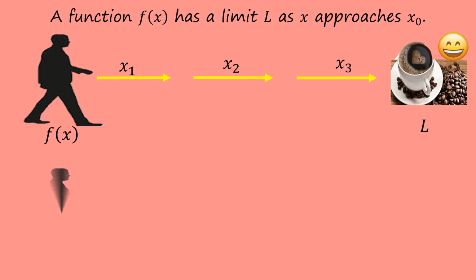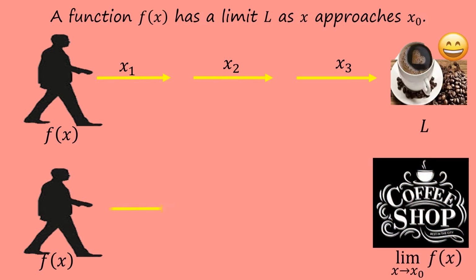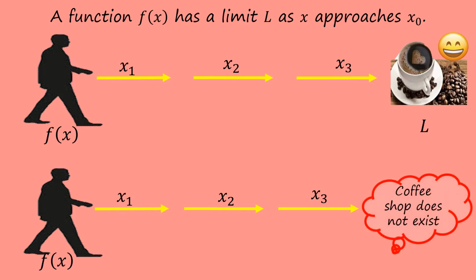Now let's reconsider this in another form. You are still the function and you want to go to the coffee shop. You take the same steps, x1, x2, x3, up to the point you get to the coffee shop. But when you get there, you discover that the coffee shop does not exist. Definitely, you are going to get angry. At this point, it means that the coffee shop has been moved to another town. That means the limit does not exist. We use infinity.